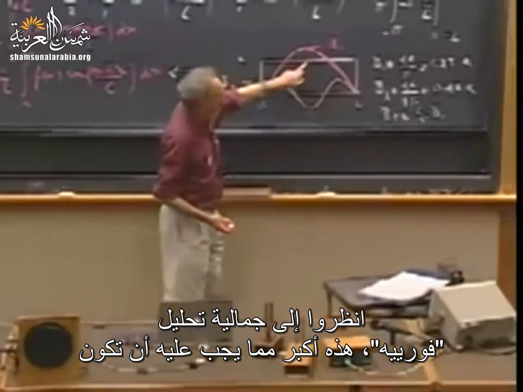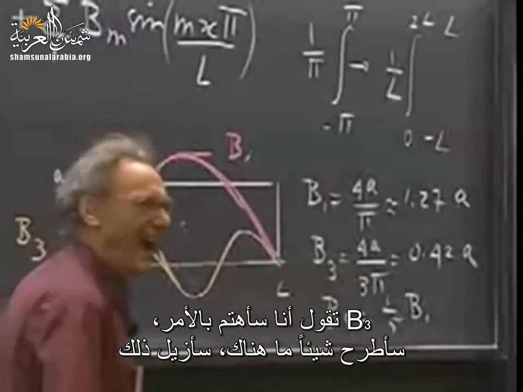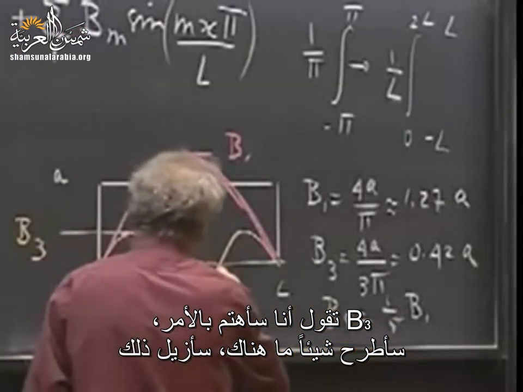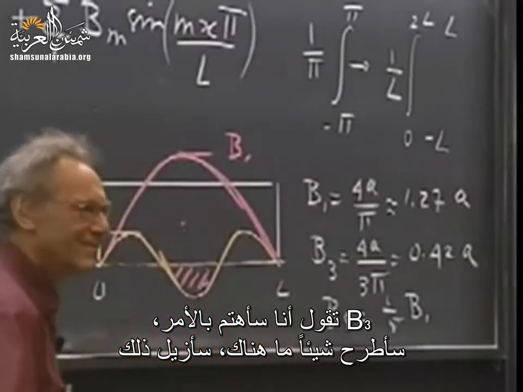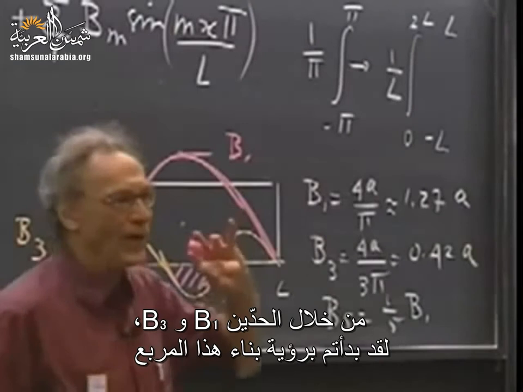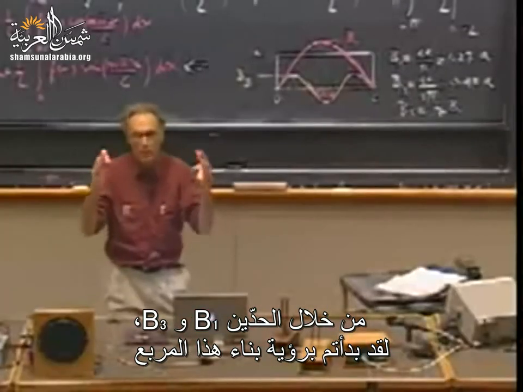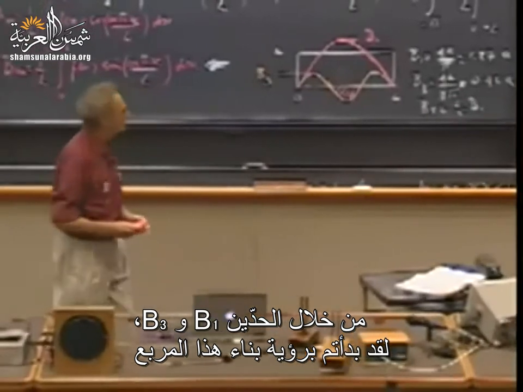This is higher than it should be. Oh, B3 says, I'll take care of that. I will subtract something there. We'll take that off there. Isn't that beautiful? So you're going to flatten this out already. Already with two terms, B1 and B3, you're already beginning to see the building up of this crazy square.